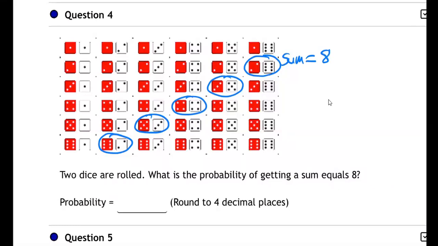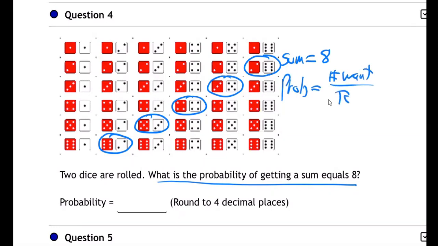So therefore, what is the probability if you roll two dice that you're going to get one of those results, which totals 8? Remember how probability works. So it's 8 out of 36. Good job. It's 8 out of 36.